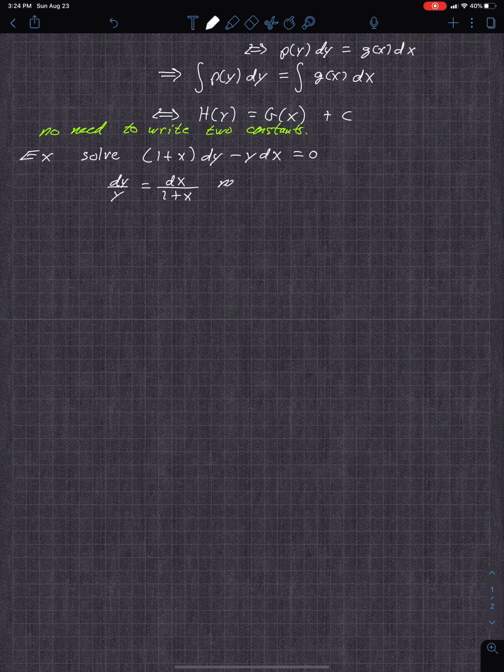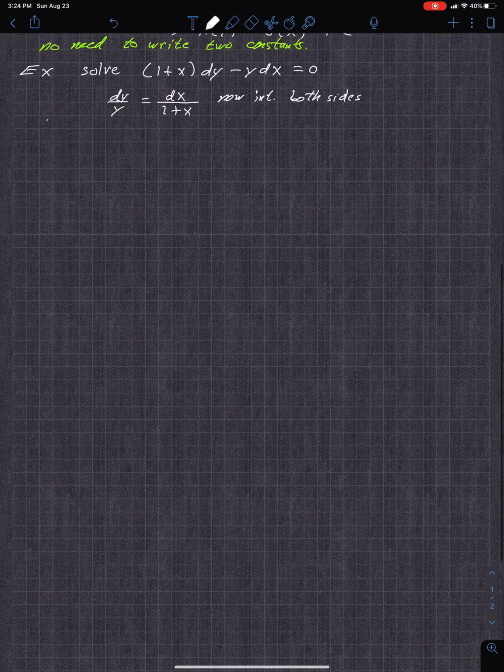Okay, so now integrate both sides. And you have the integral of 1 over y dy equal to the antiderivative of 1 over x dx. Okay, so both of those are what form? Okay, so we should remember that. Those are both natural logs.